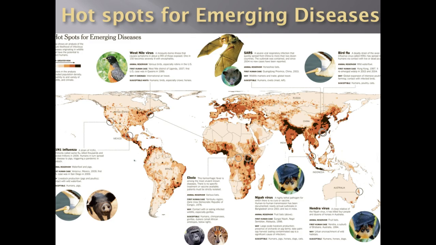This map shows us the hot spots for emerging disease. I borrowed this from the New York Times, from their science section. And here we can identify the various emerging diseases that have come into the human population. You see Ebola in the middle of the bottom page, H1N1 virus on the left side of our screen, the West Nile virus on the upper left-hand corner of the screen, as well as SARS, Nipah, and Hendra viruses, which all come from bats. And you can see that on the lower right-hand corner.